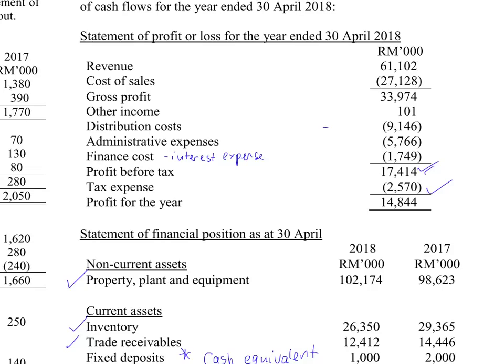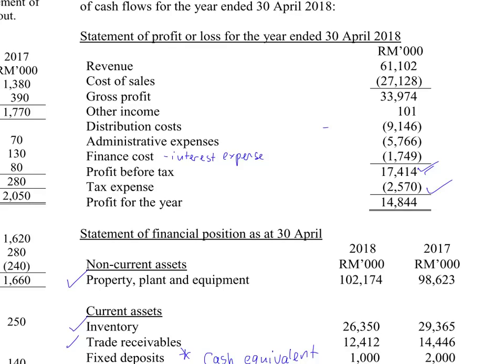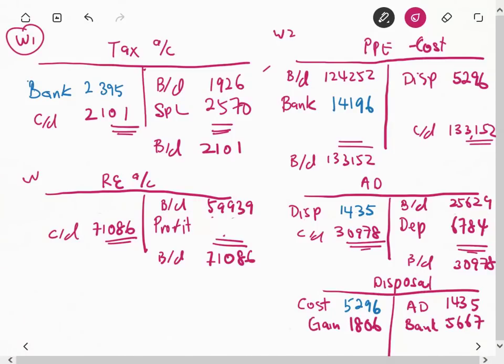During the year, I make 14,844. I make a profit. Should I add to retained earnings? Retained earnings is the profit made over the years, and this year I make another 1.4. Should I plus? Yes. So I start with 5.9.